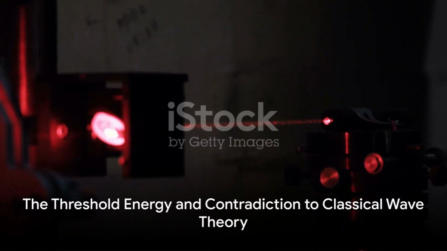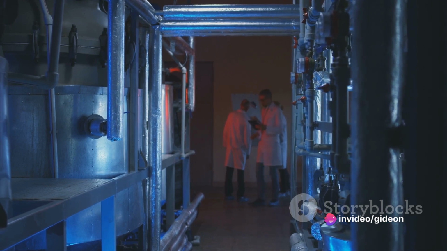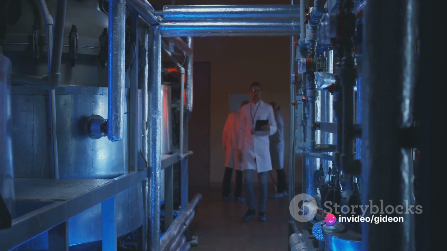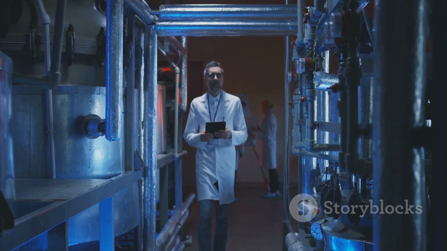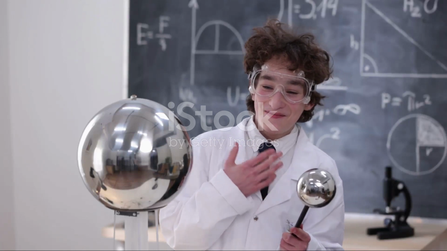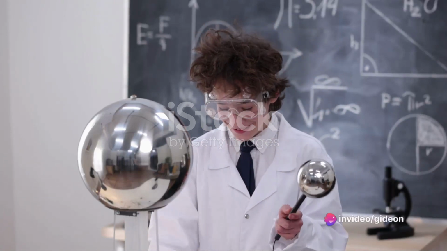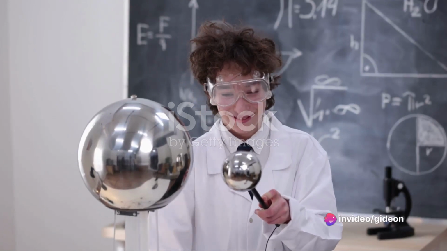However, it's not as simple as it sounds. The energy of the incoming light needs to be above a certain threshold, known as the work function of the metal. If the energy is below this level, no electron will be ejected, no matter how intense the light. This discovery contradicted the classical wave theory of light, which suggested that light's intensity should determine the energy transferred to the electrons.